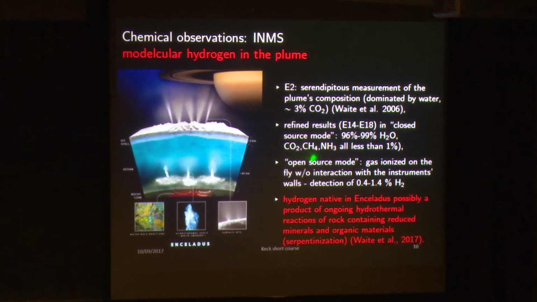Some other observation by INMS on Cassini, they found CO2, but something which was very important and very much discussed is H2, hydrogen. The reason why is that hydrogen is a product of alteration of rocks, silicates, by water. It's what we call serpentinization, which produces hydrogen. And by finding this hydrogen, between 0.4 and 1.4% of H2 in the paper led by Hunter Waite, you can make some prediction on how much hydrothermal activity you have on Enceladus.